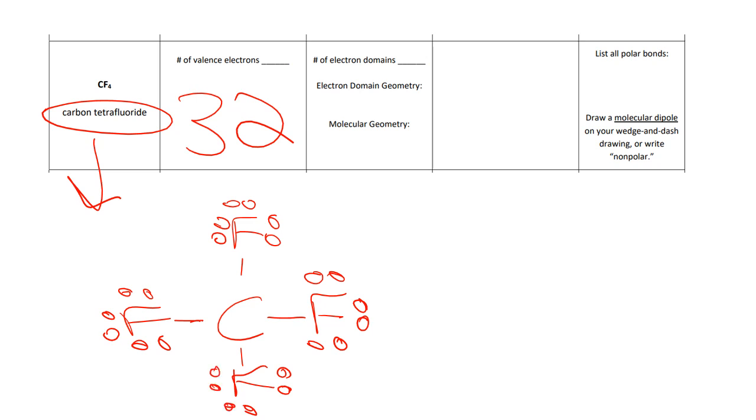And we used all 32 valence electrons. Amount of electron domains. How many things are touching the carbon? Electron domain would be something like this. So let's just do some examples.